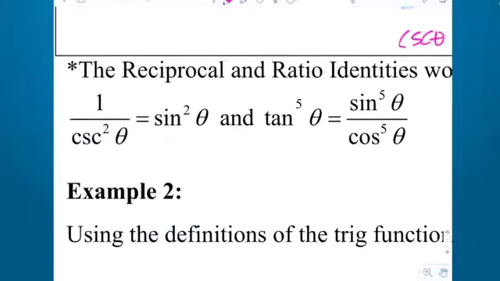And it works with the ratio identities. Tangent to the fifth of theta is tangent times tangent times tangent times tangent times tangent. Each of those is equal to sine over cosine times sine over cosine times sine over cosine times sine over cosine times sine over cosine. So it ends up equaling what? Sine to the fifth over cosine to the fifth. So for the reciprocal and the ratio identities, as long as the power is the same on both sides, it works for any powers. Pretty cool.